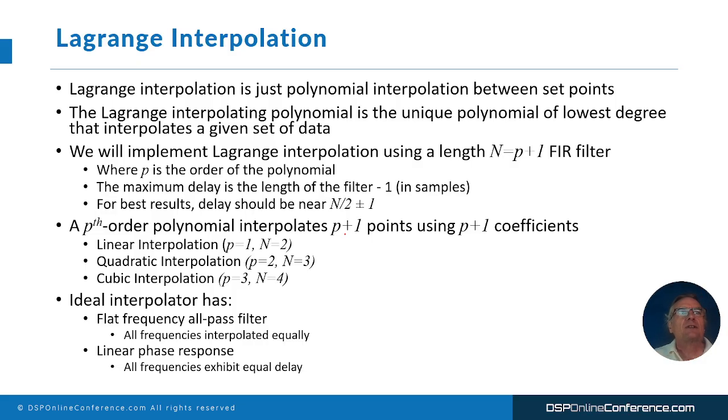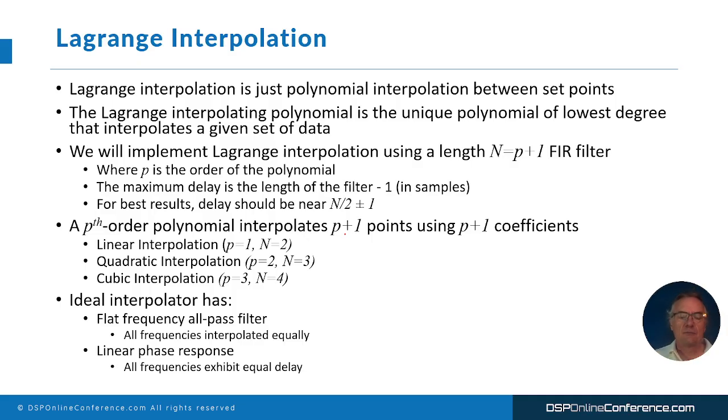For the best results, the maximum delay we are going to accommodate in our Lagrange interpolation filter should be approximately plus or minus 1 sample period from half the length of the filter. So depending on the delay you need to implement, you may require a longer or a shorter filter.